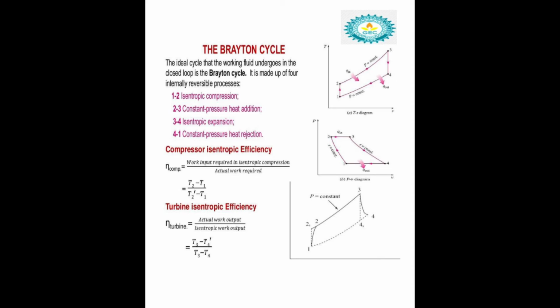And coming to the fourth process, that is the constant pressure heat rejection process. In this process, heat is rejected at a constant pressure and pressure remains constant. P4 is equal to P1 and temperature gradually decreases from T4 to T1. This is the process involved in the Brayton cycle, and we have to know the thermodynamic analysis.